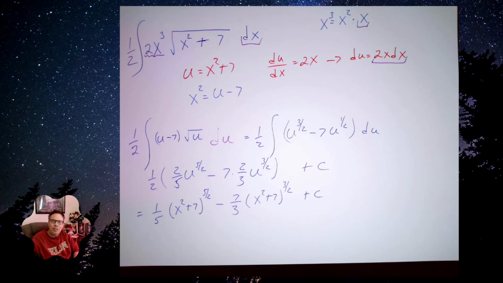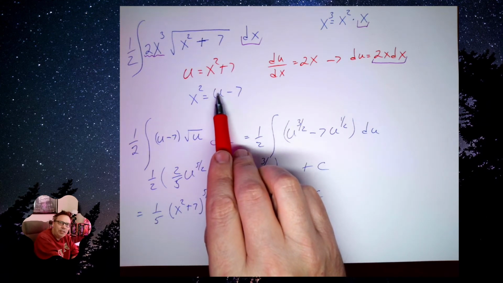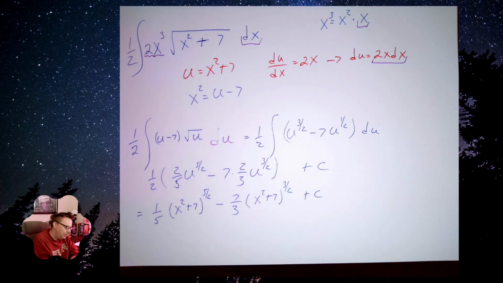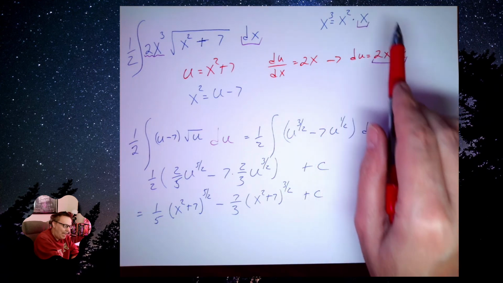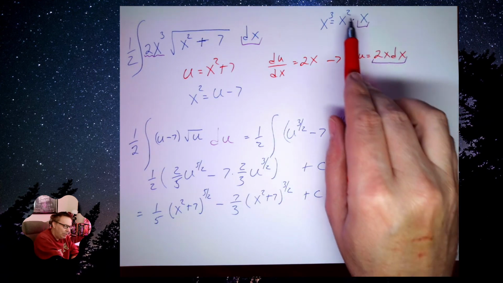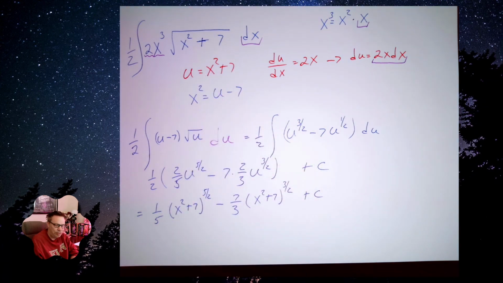But this is a level 2 substitution. I call it a level 2 because I have this extra substitution that I need to make here. x cubed can be written as x squared times x. x is part of my differential. x squared, well, I can solve for it here. So you got to be a little clever on this one. And this is a level 2 substitution.